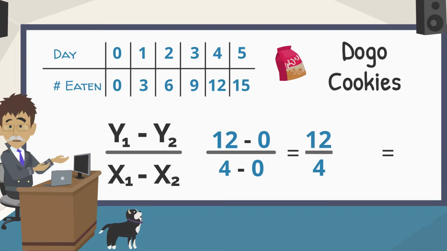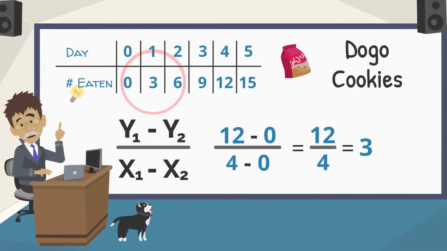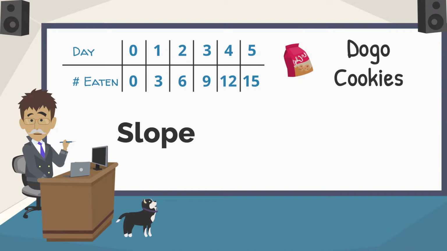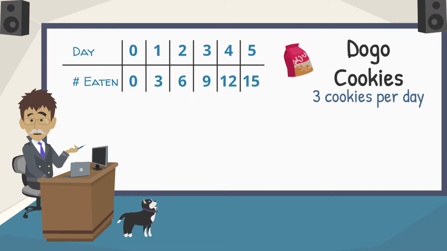For Dogo cookies, the slope is 3. Wait, the slope is the same as the number of Dogo cookies she ate daily? But then that makes sense because the slope is the same thing as the rate of change and the unit rate. The unit rate is 3 cookies per day. Therefore, so is the slope. This gives the equation y equals 3x, where we multiply the number of days by 3 to get the number of treats eaten.